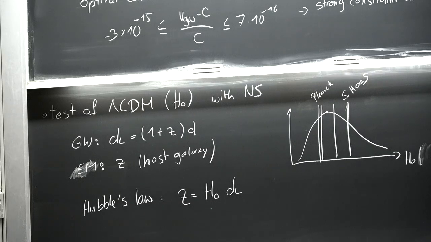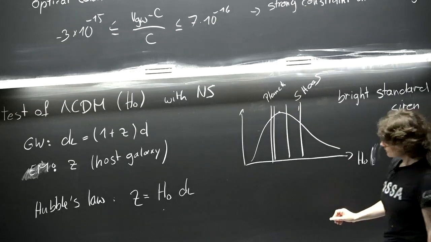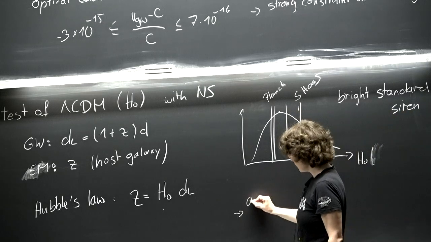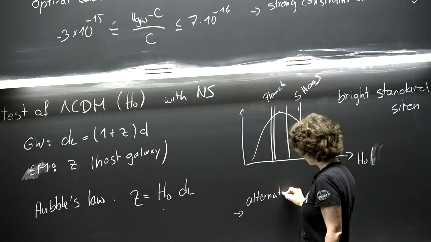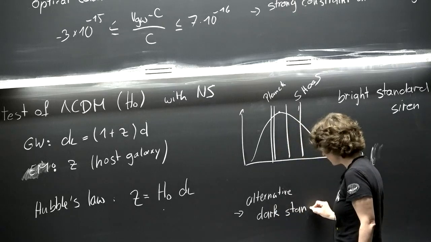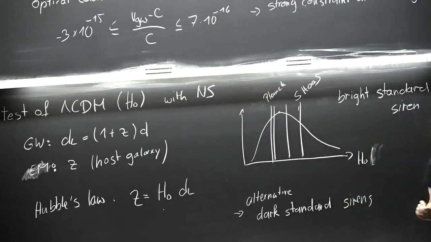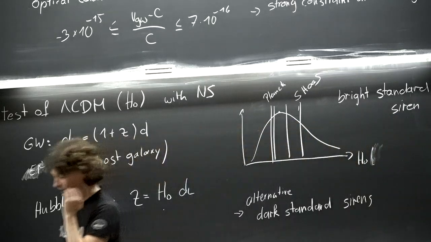So while this thing is called a bright standard siren, standard siren, like standard candle for supernova, and bright because we saw the optical counterpart, the alternative is what is called the dark standard sirens, which is this statistical approach simply based on many, many measurements. And that's to answer your question.